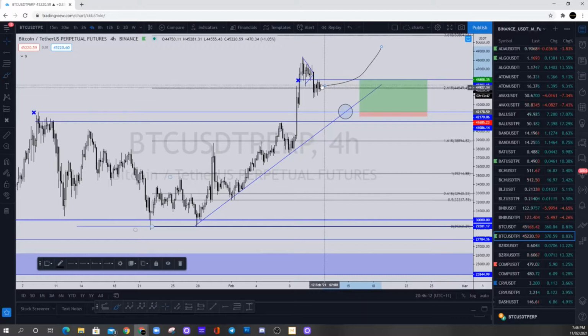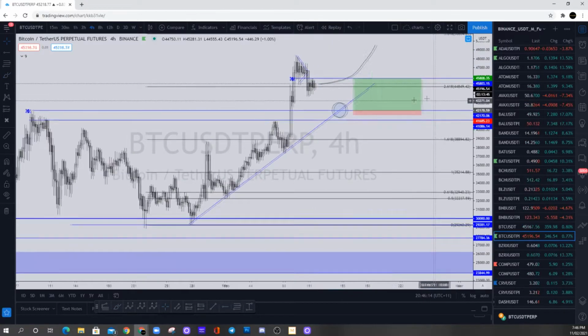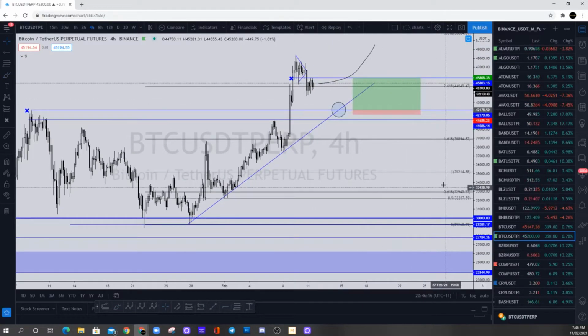But I'd say a pretty good retrace down to this zone at 42,000 would be pretty healthy for Bitcoin for me at the moment. So I'm sure other people see many other things, but that's the trade that I'm waiting for. I'm no longer in a Bitcoin trade at the moment. I don't have a position in Bitcoin. That's what I'm looking at for now as far as the big BTC is concerned.